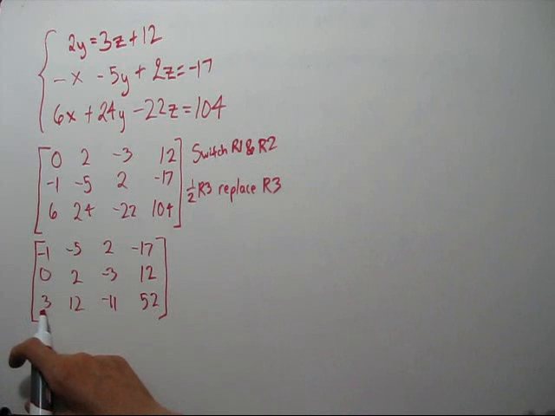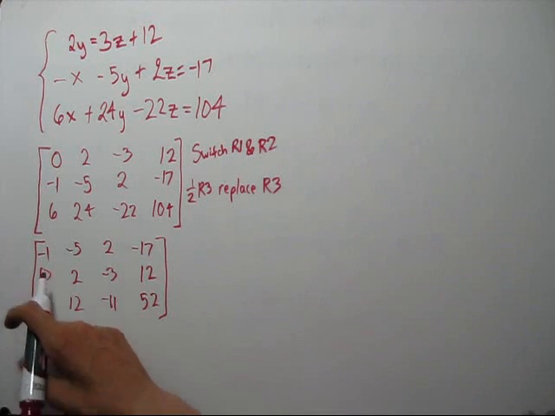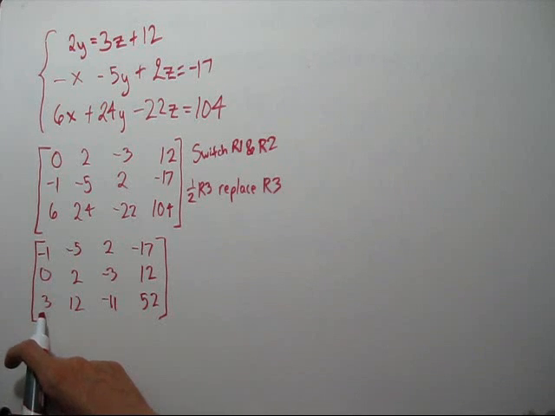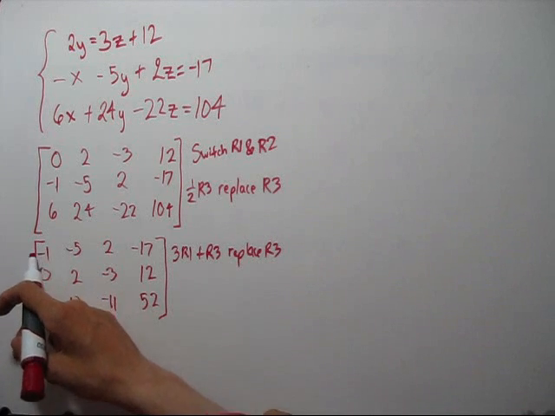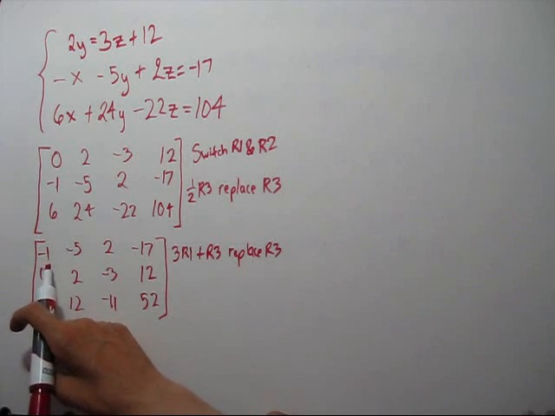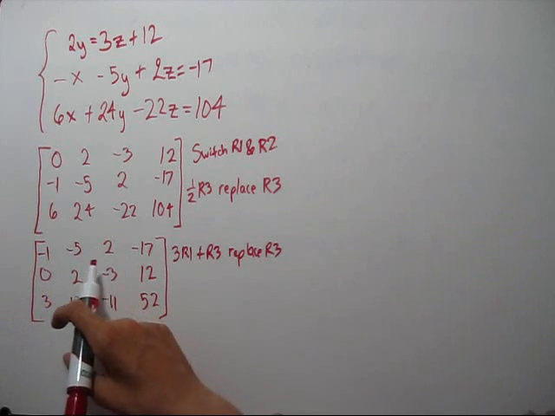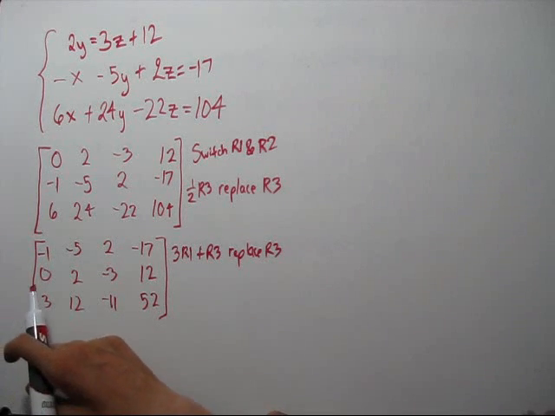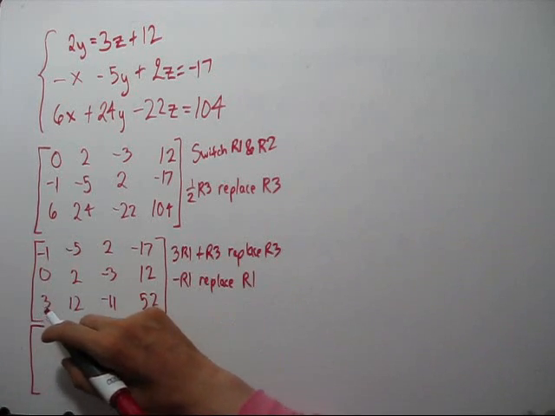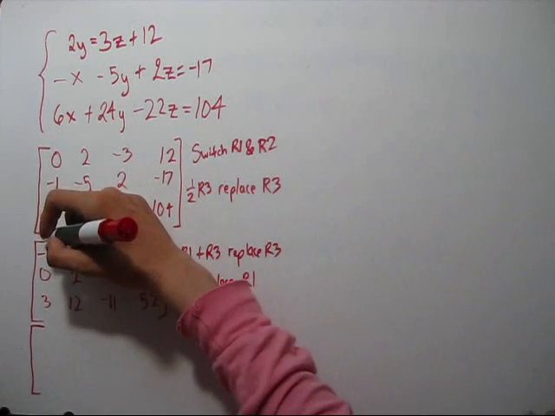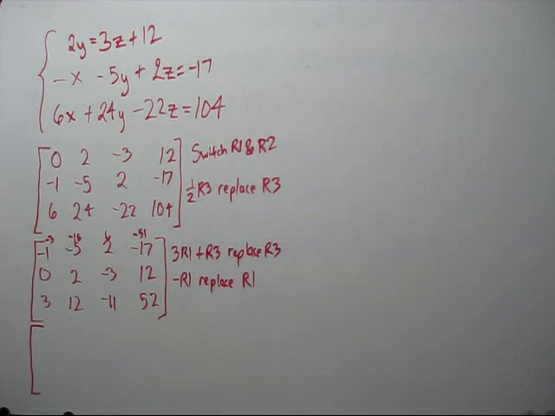So to get this spot 0, we could take 3 times row 1, add it to row 3, and replace row 3. Also, while we're at it, it's nice to have a 1 up in that spot as long as it doesn't result in any fractions. So let's just multiply row 1 by -1. I'm just going to write 3 times row 1 just above it. It's really easy to make arithmetic mistakes.